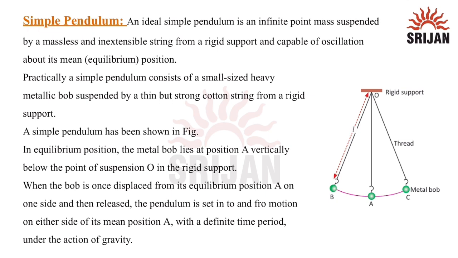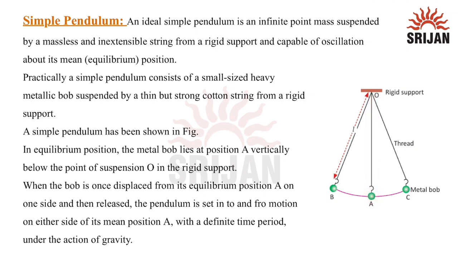Now, simple pendulum. An ideal simple pendulum is an infinitesimal point mass suspended by a massless and inextensible string from a rigid support and is capable of oscillation about its mean, that is equilibrium position. Practically, a simple pendulum consists of a small sized heavy metallic bob suspended by a thin but strong cotton string from a rigid support. This is the rigid support, this is the thread, and this is the metal bob.